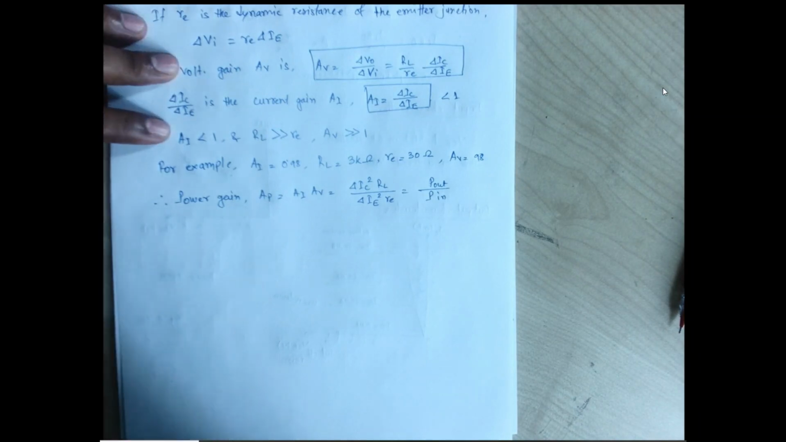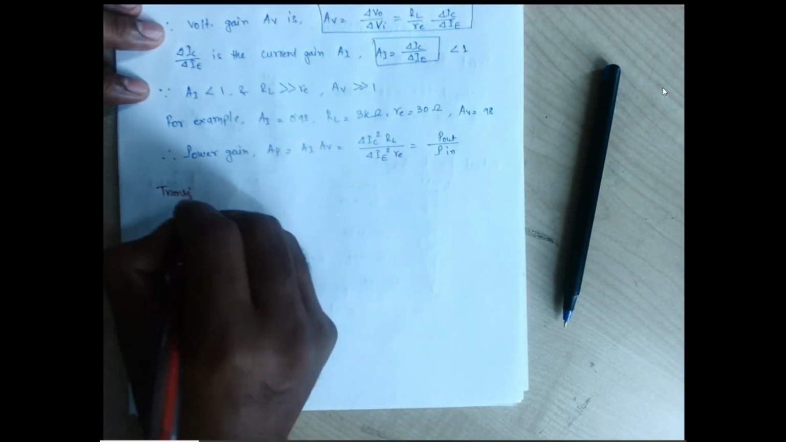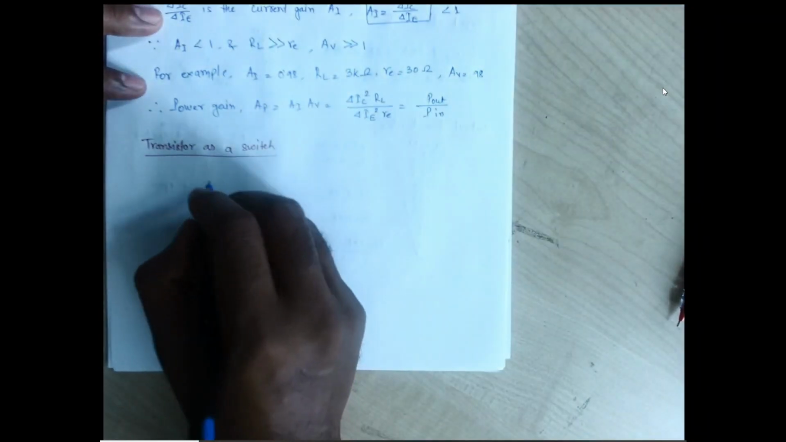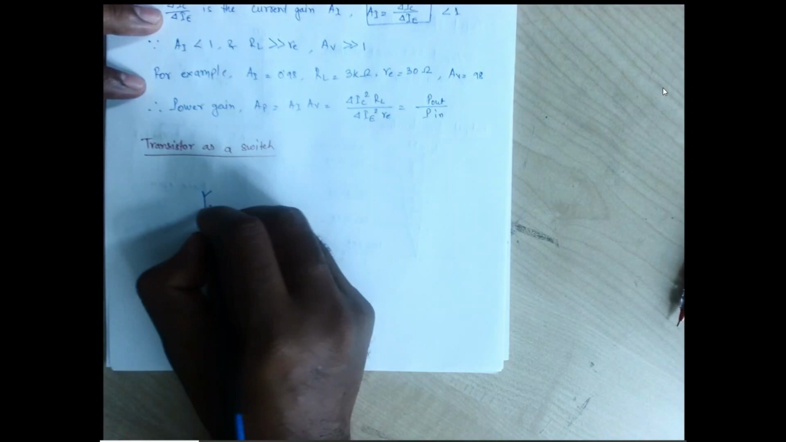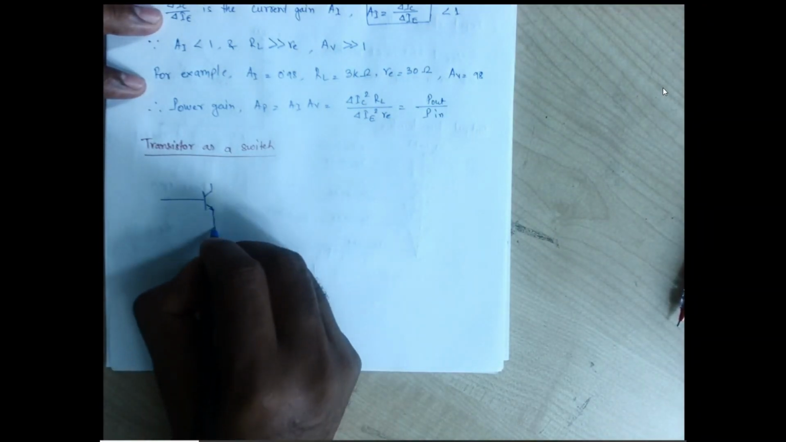We can also use a transistor as a switch. So what does it mean? The transistor, depending upon the requirement, we can make the circuit on or we can make the circuit off using a transistor. So let us take CE configuration to make a switch.